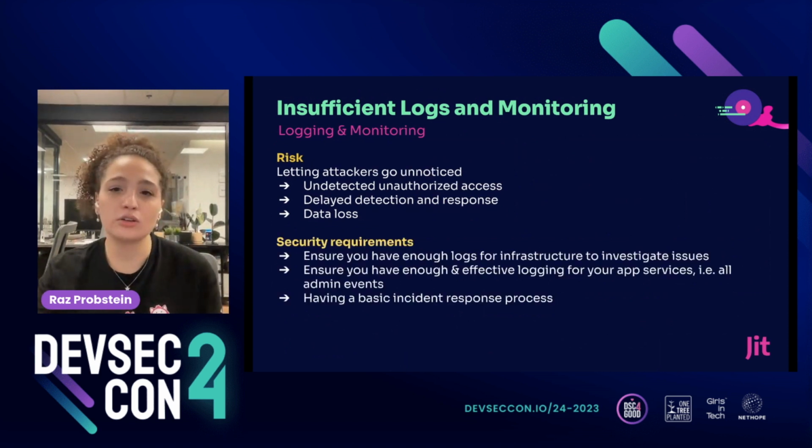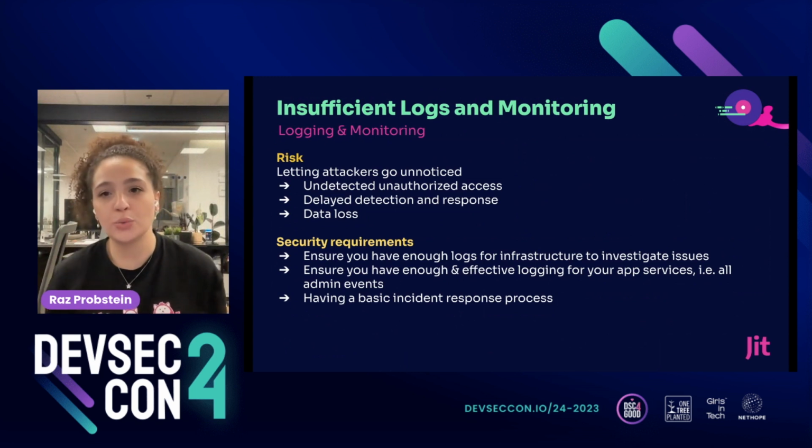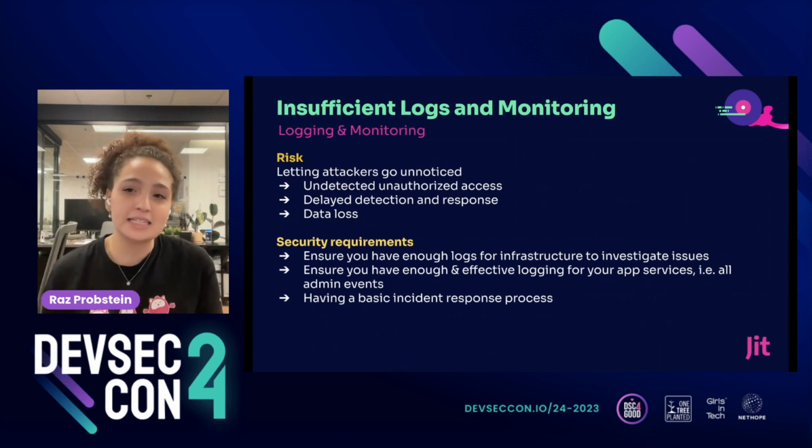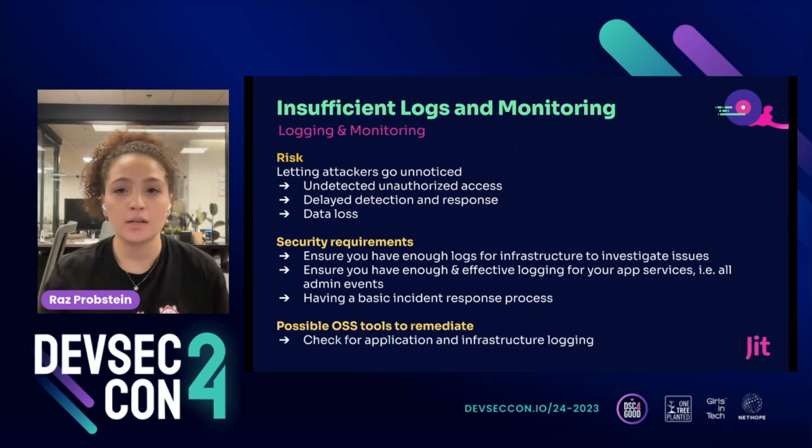So in order to handle those risks, we need to have enough logging both for our app and our infrastructure. This will allow you to investigate the issue when they occur. And in addition, having a basic incident response process in place really helps us save crucial time when there is an incident. So how can I be proactive and prepare myself for these attacks? I need to find tools that provide logging for my app and my infrastructure.